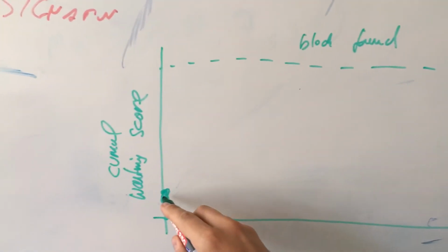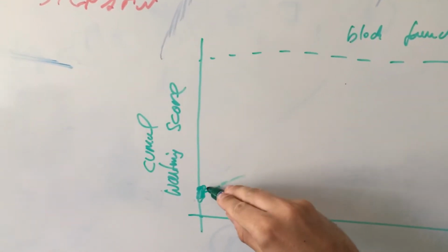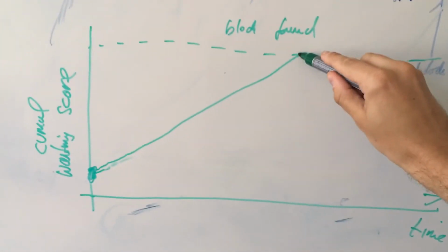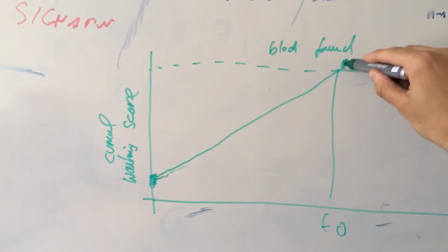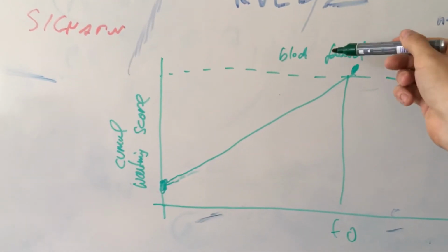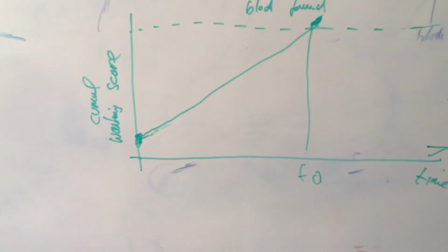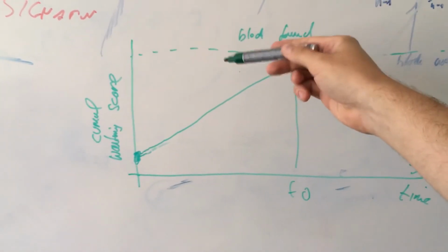So let's say one example could be like this. Over time, you earn the cumulative weighting score, and then at basically time 0, you hit this point where you reach this block cumulative score threshold, and at this point you have found a block. And depending on your balance, this curve might be steeper or not.